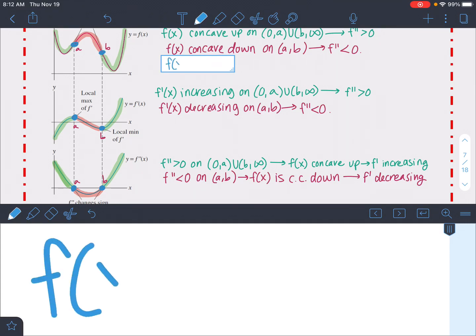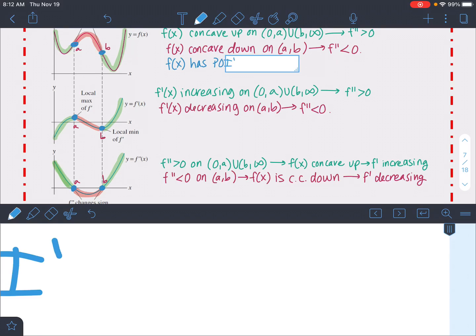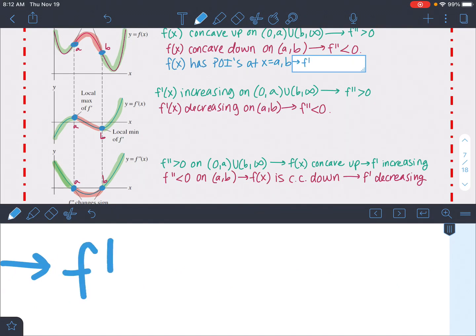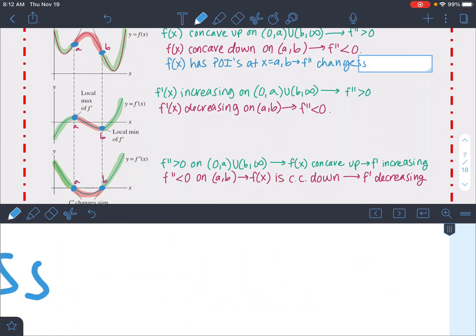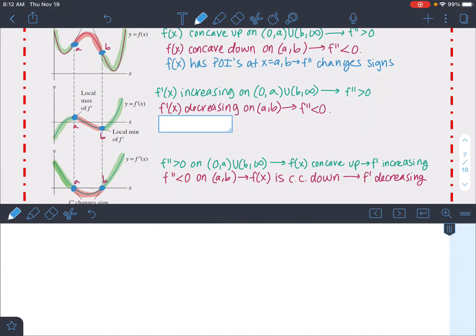here as well. So f of x has POIs, again, that's point of inflection, if that's okay if I use that, at x equals a and b, which tells us that f double prime changes signs. Okay, AKA in this picture, it changes concavity, changes from concave up to concave down, or concave down to concave up. All right, here's a little bit different of a scenario, okay?